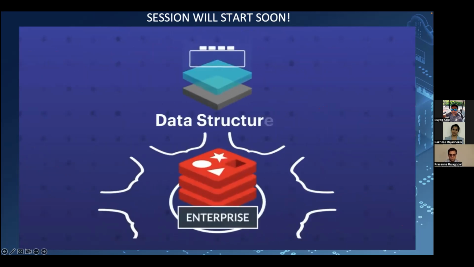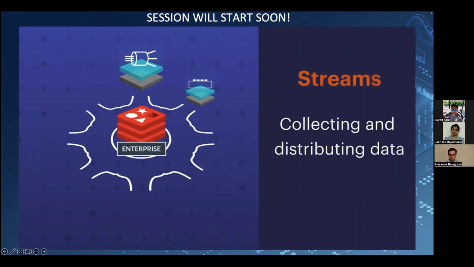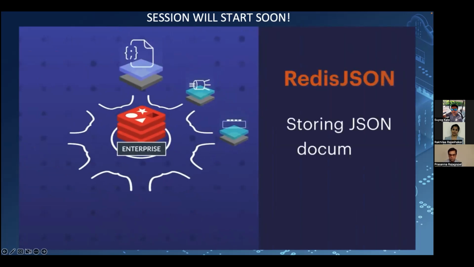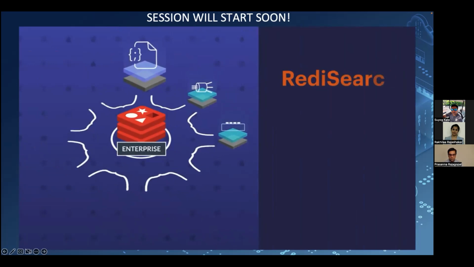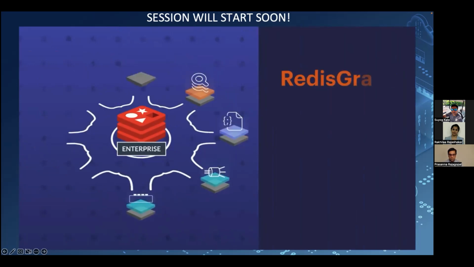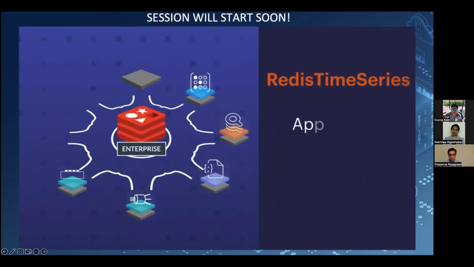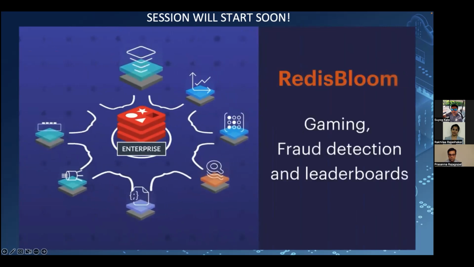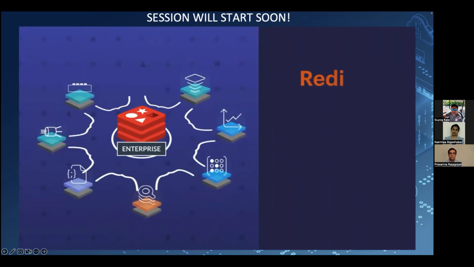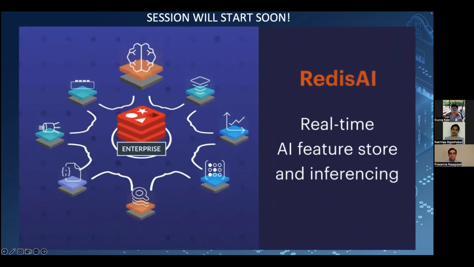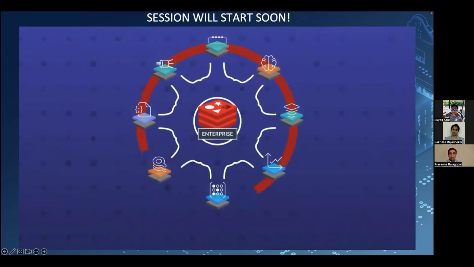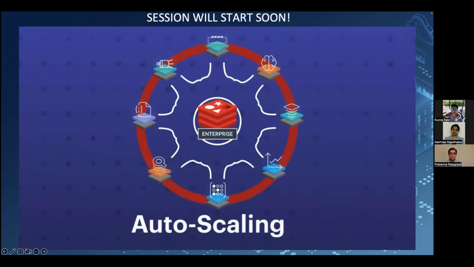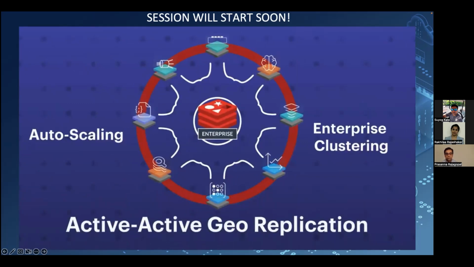You can also take advantage of native features of Redis Enterprise, such as streams for collecting and distributing data, Redis JSON for storing JSON documents, Redis search for indexing, Redis graph for relationships, Redis time series for application monitoring, Redis Bloom for gaming, fraud detection, and leaderboards, and Redis AI for real-time AI feature store and inferencing. All of this with auto-scaling, enterprise clustering, and active-active geo-replication.